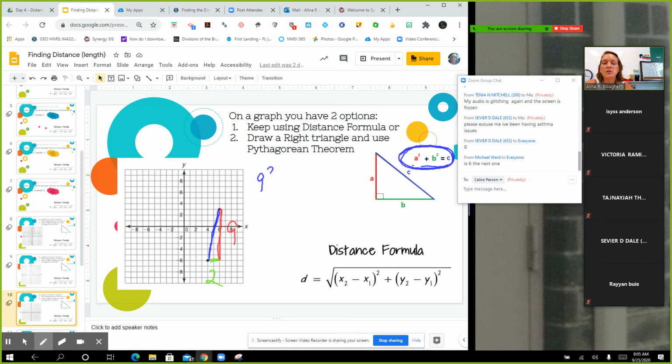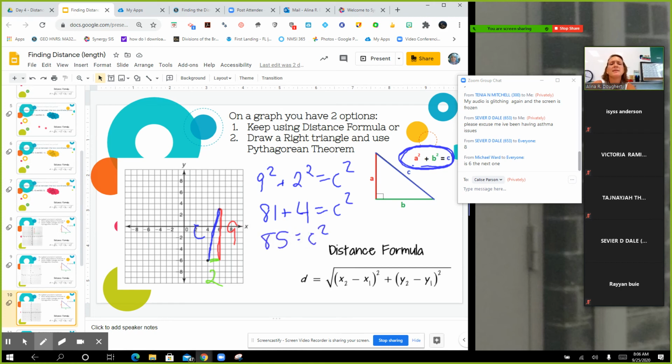So we're going to do 9 squared. And what's the B number? 2. And that's going to equal the C. So over here, that hypotenuse is going to be my C. So then I just square them. 9 squared is 81, and 2 squared is 4. That's all calculator work, right? So then 85 equals C squared.